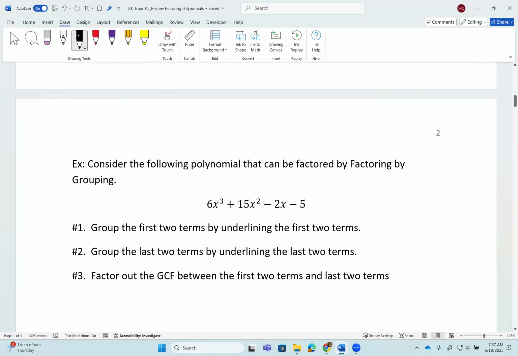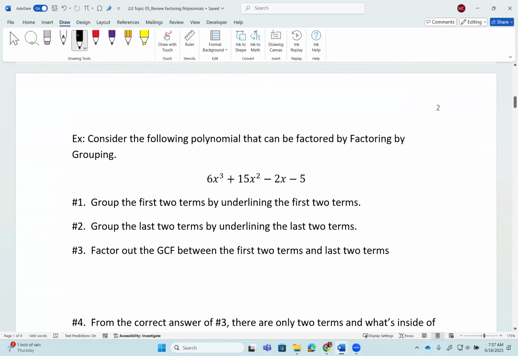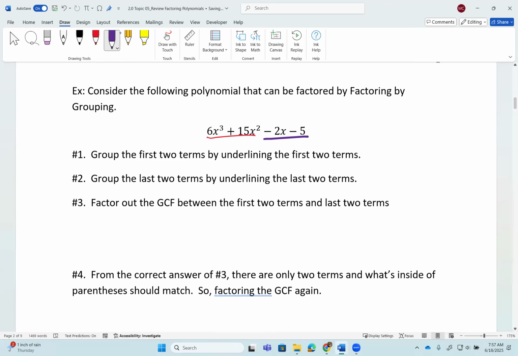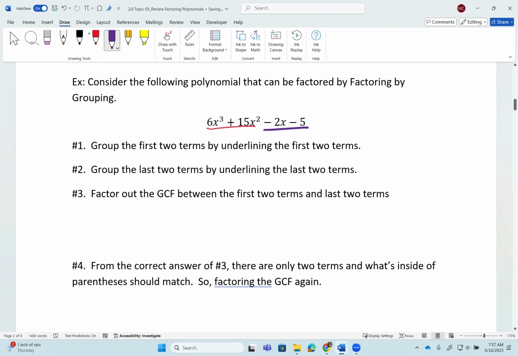For example, you've got 4 unlike terms here, no greatest common factor. So I'm going to group the first 2 terms by underlining them, and then group the last 2 terms by underlining them. All right, so that's steps 1 and 2. Factor out the greatest common factor between the first 2. Between 6 and 15, I can factor out a 3. Between x to the third and x squared, I can factor out x squared, the smallest exponent. Then I write an open parenthesis.